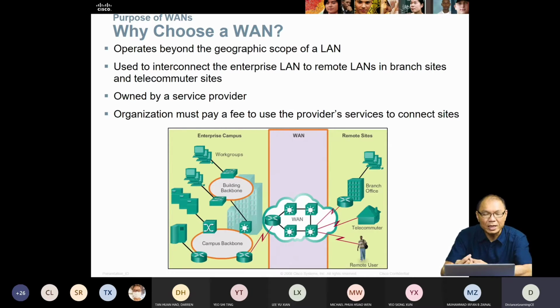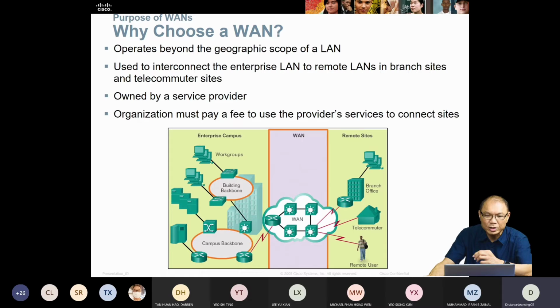A local area network may cover just one room, one classroom or one building. But when we talk about a wide area network, we are connecting networks that may be spanning the globe. You have computers in Singapore communicating to computers in the United States, or computers in Japan communicating to computers in China. It goes beyond not only the political geographical boundary as in countries, but also the geographical scope of the definition of a local area network.